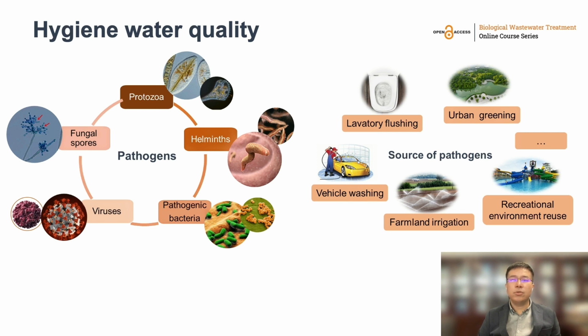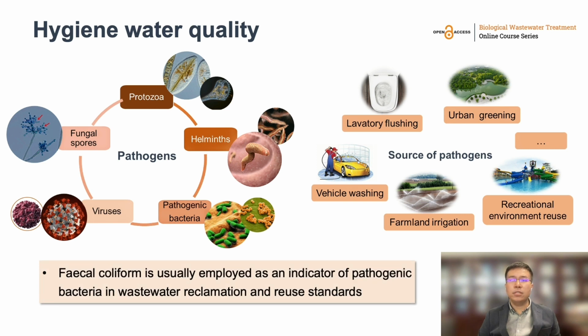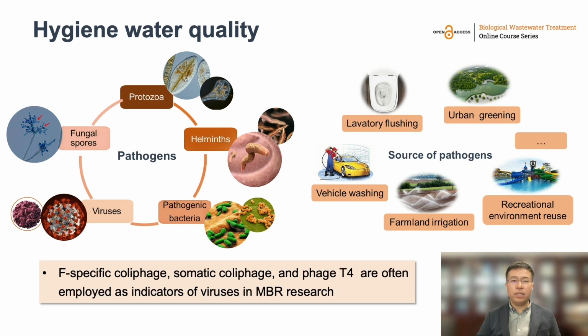The health risks due to direct or indirect human exposure to these pathogens should be seriously considered when designing wastewater reclamation processes. Fecal coliform is usually employed as an indicator of pathogenic bacteria in wastewater reclamation and reuse standards. It is noted that pathogenic bacteria are also subject to wastewater discharge standards due to their profound risks to the ecosystems and public health. F-specific coliphage, somatic coliphage, and phage T4 are often employed as indicators of viruses in MBR research.